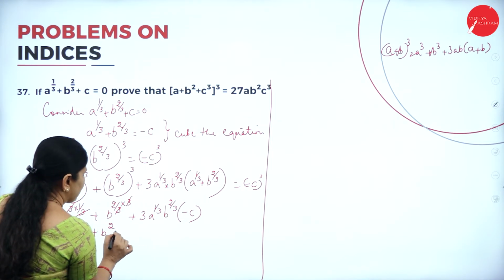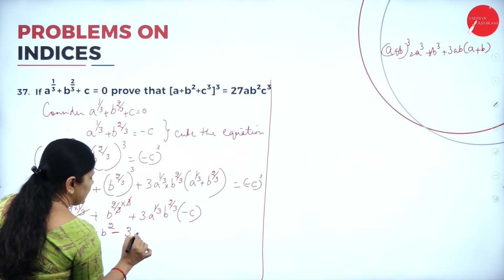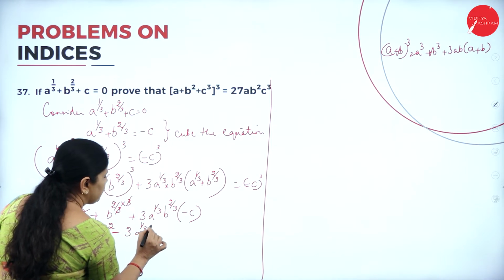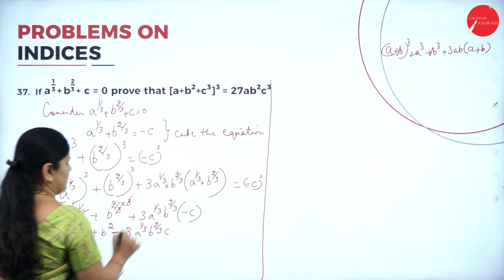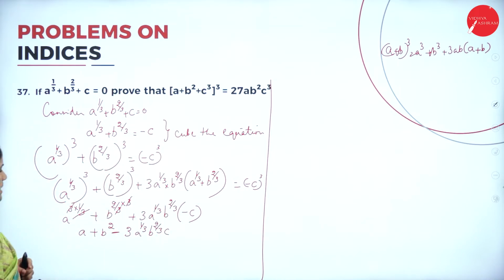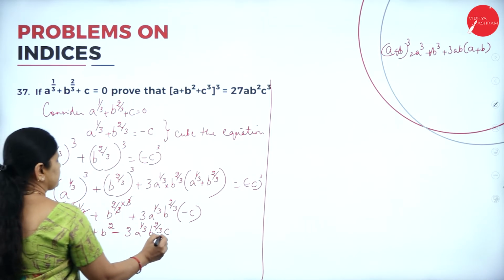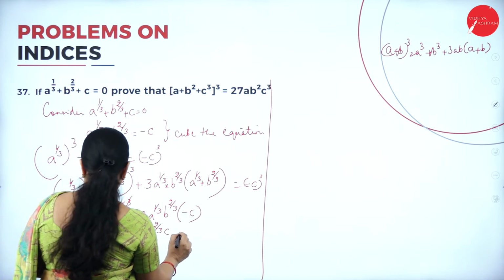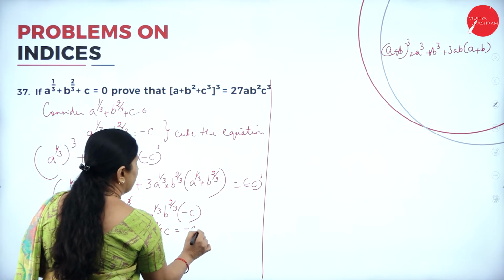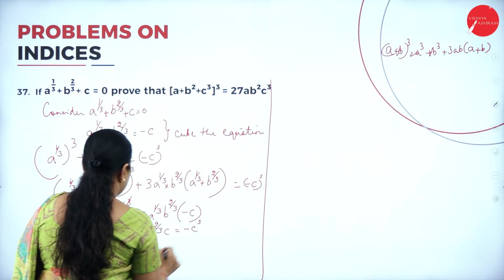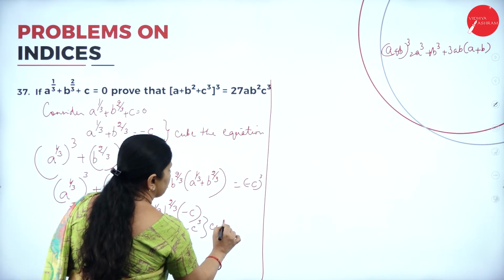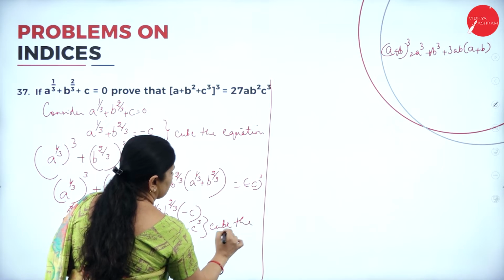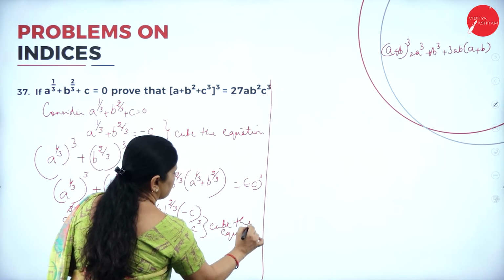This plus into minus, minus 3 a to the power of 1 by 3 b to the power of 2 by 3 c. So, I am getting this answer. Now, so this is equal to minus c the whole cube. Now, I am cubing this again. Cube this equation.